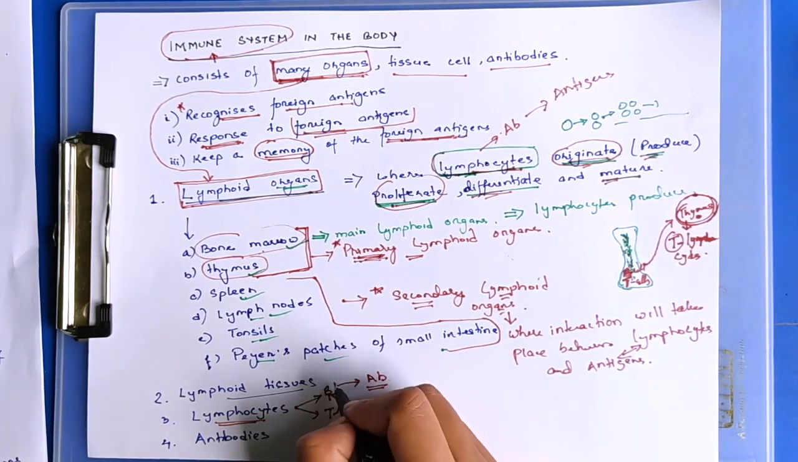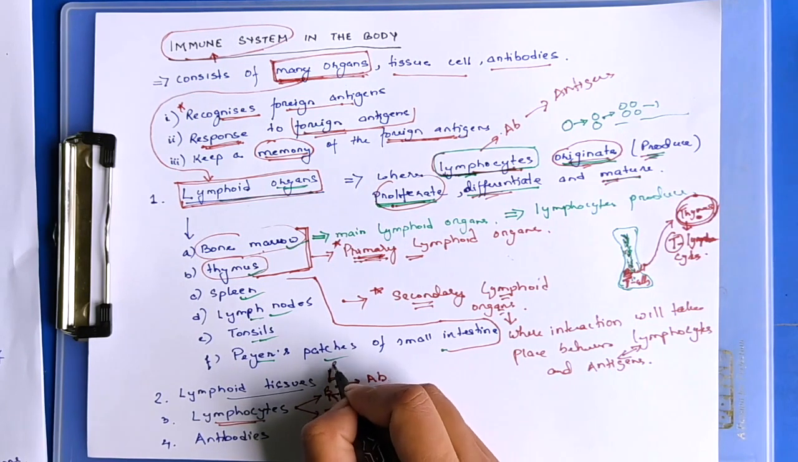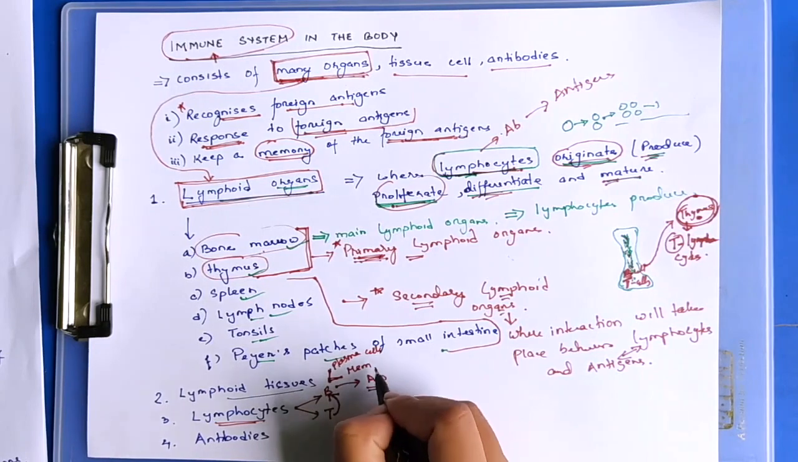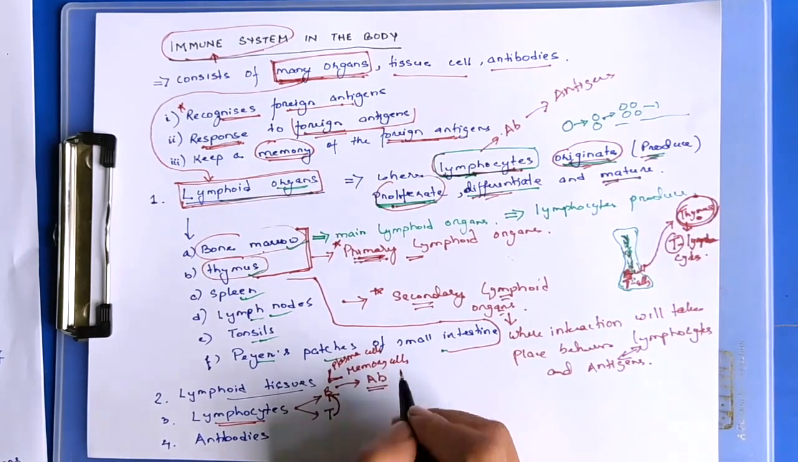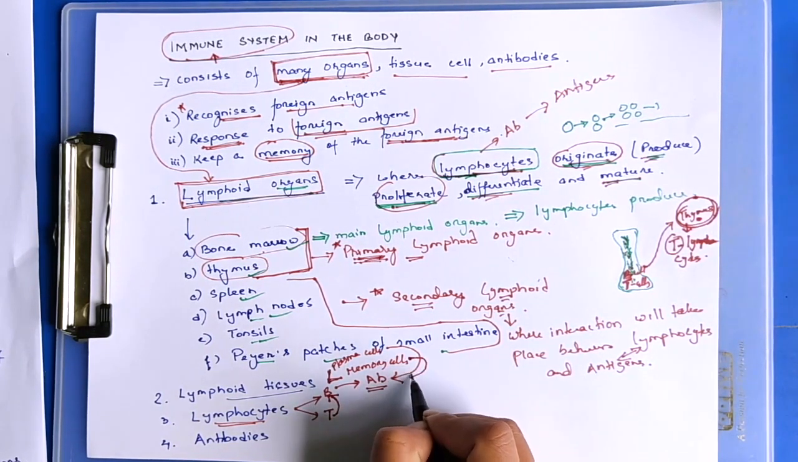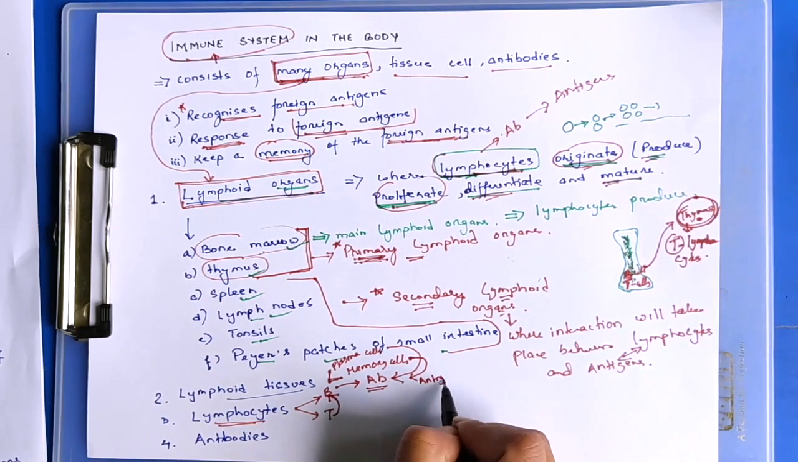B lymphocytes are of two types: plasma cells and memory cells. Plasma cells produce the antibodies, and memory cells keep a memory of the antigens.